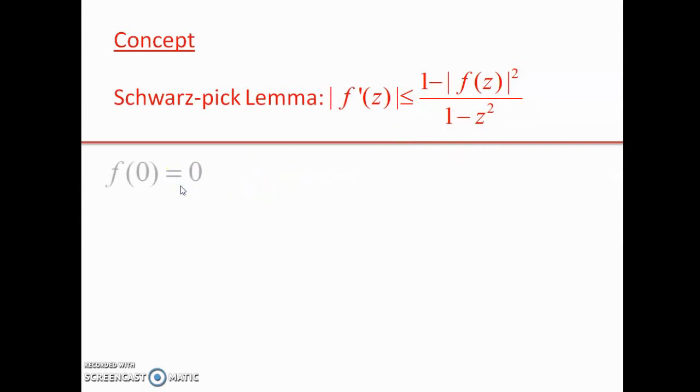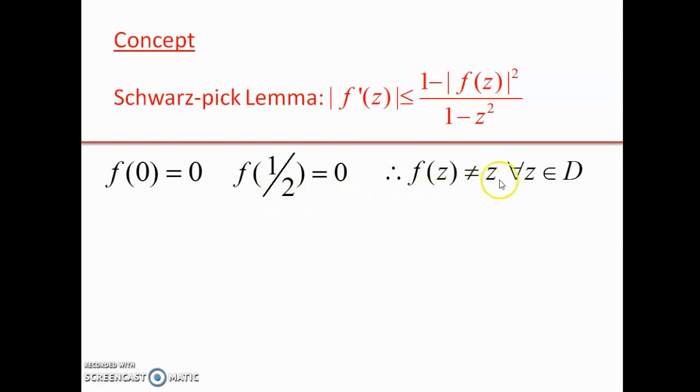So we have given f of 0 is equal to 0 and f of 1 by 2 is equal to 0. So we have an option that f of z is equal to z for every z element of D. But that is not true, because if f of z is equal to z, then we have to get f of 1 by 2's value as 1 by 2. But it is given f of 1 by 2 is equal to 0. Therefore, we have f of z not equal to z for every z element of D.